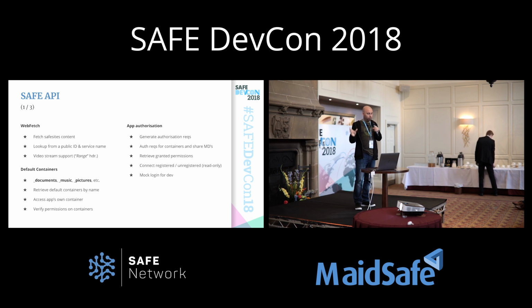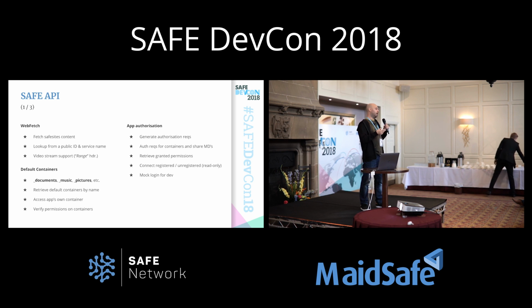And also there are two ways that an app can connect to the network. One is basically a registered connection, which is after the user authorizes the app, it can connect, and it has permissions to act on the user's data and do mutations and so on. But it can also connect in what we call an unregistered way, which is like a read-only mode, and it will be able to read only unencrypted and public data. And this is exactly how the browser is able to fetch websites. It creates an unregistered connection, and it can just read public websites which are unencrypted.